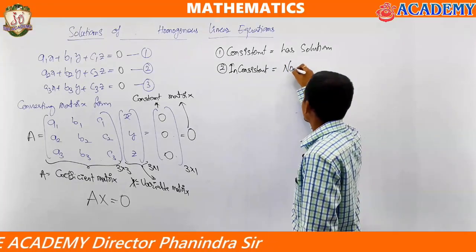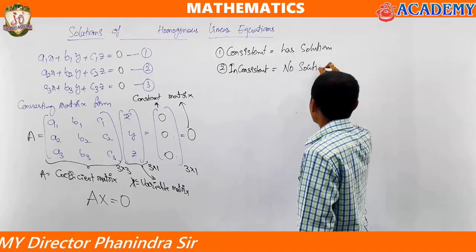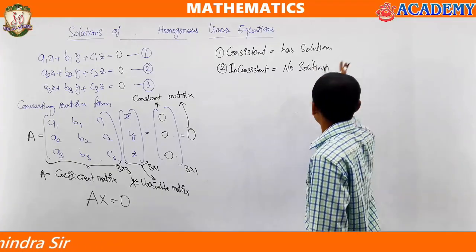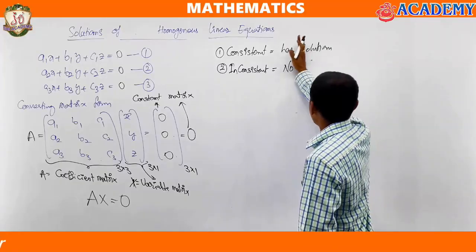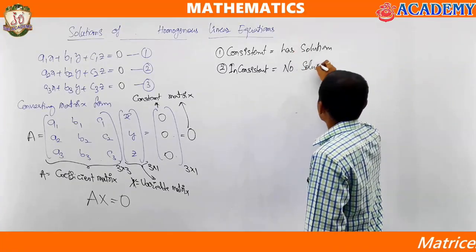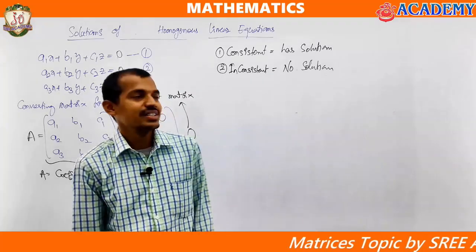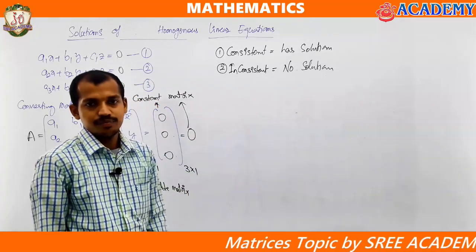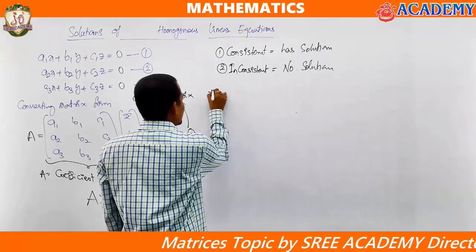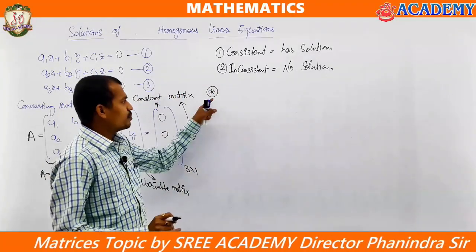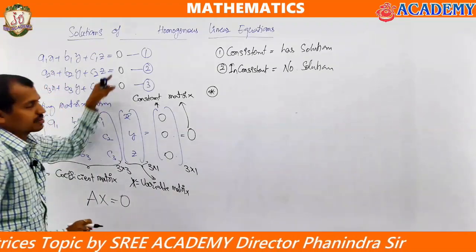No solution. If the system is having a solution, then we will say consistent. If the system is not having a solution, then we will say inconsistent. See, I am giving one great point here indirectly. You have to remember this one.